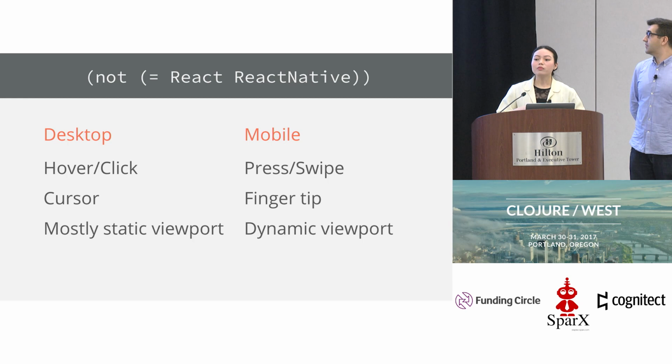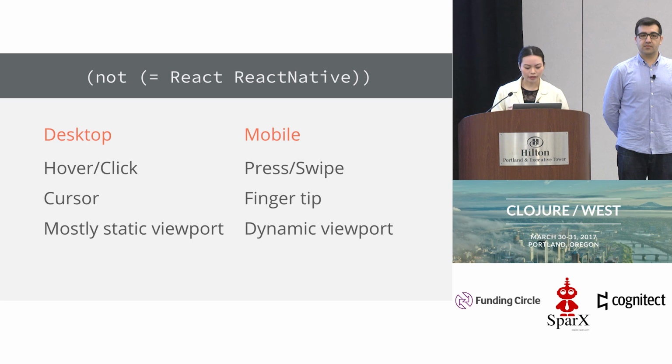From a broader perspective, user interactions are also different. On desktop, you have hover, click. On mobile, that is press, swipe, etc. On desktop, the point of interaction is the cursor, so it is pretty small, and the user can be exact on where the interaction happened. On mobile, that is the fingertip. So touchable UIs need to be a lot bigger and need to give instant feedback.